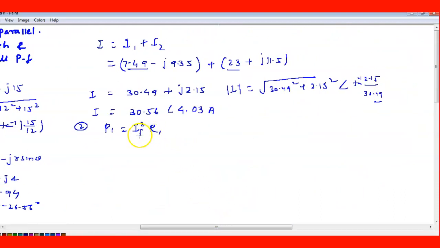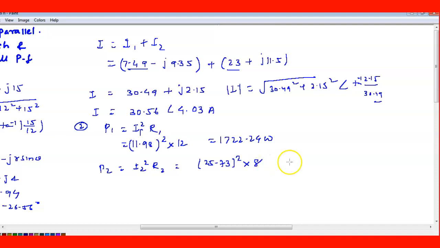So I1, tell me here. I1 is how much? 11.98 into R already given, 12 here. So we can write it here 1722.24 watt. And P2 similarly, I2 square into R2. So how much did you get for this one? 25.73, whole square into R2, which is 8. So you'll get 5296.26 watt, right?